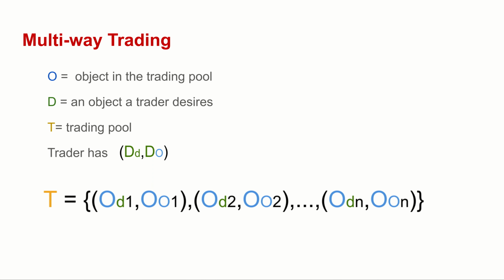Okay, this has a lot of subscripts and colors, so let me explain. The trading pool consists of tuples, which we call trading pairs. O denotes an object in the trading pool, D denotes an object that the trader desires, and T is the trading pool. So if it has a subscript D, that means it's a desired object in the pool, and if it has a subscript O, that means it is being offered. Therefore, a trading pair tuple consists of a desired object, O_D, and an offered object, O_O. The trader who wants to make the trade also has a tuple, a desired trade. It is a tuple consisting of D_D and D_O.